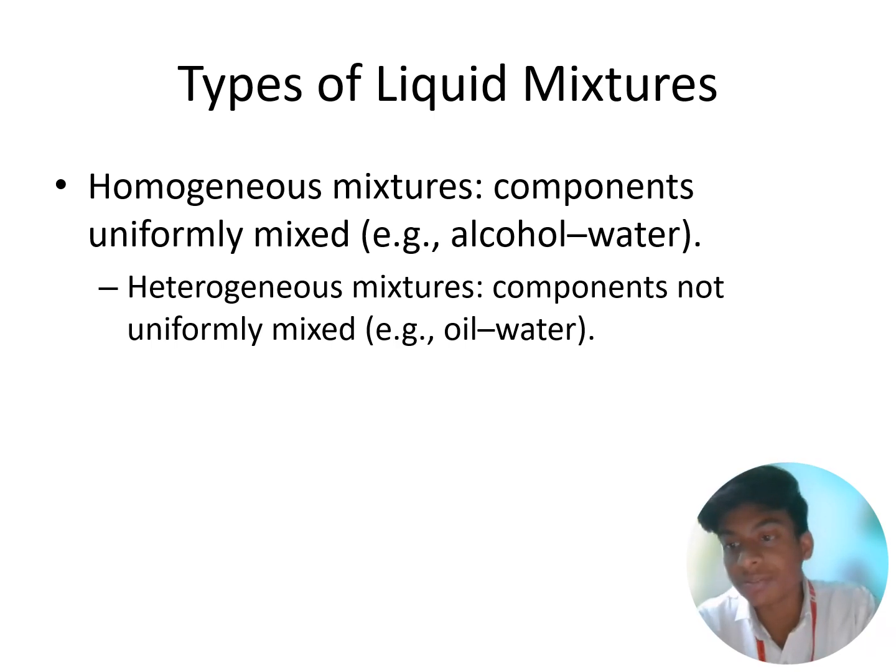Let's see types of liquid mixtures. Liquid mixtures can be divided into two major categories. Homogeneous mixtures. These mixtures have components that are uniformly mixed. An example is alcohol and water. You cannot distinguish one component from the other by looking at it. Heterogeneous mixtures. These mixtures have components that are unevenly mixed. A common example is oil and water, which form two separate layers. The type of mixture determines which separation technique is most suitable.